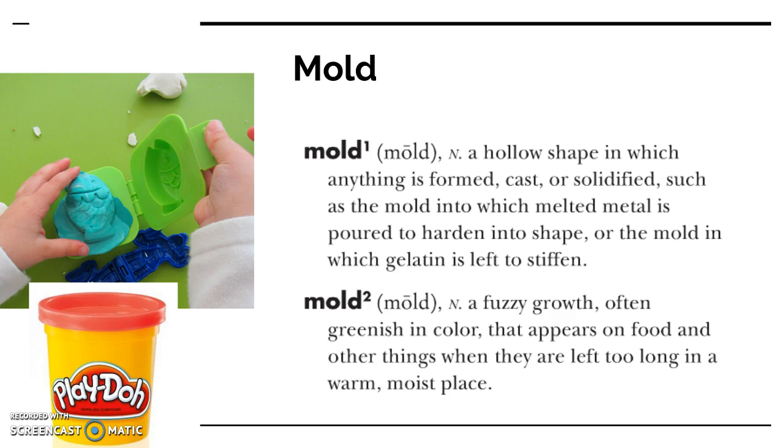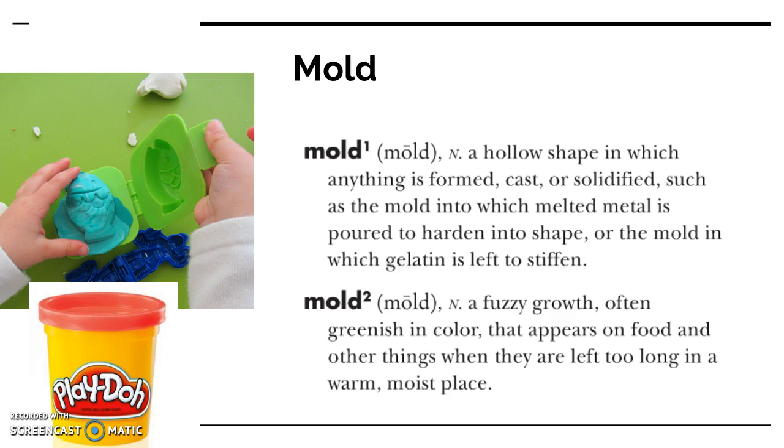Mold has two definitions. In science, we talked about the second one, which was a fuzzy growth, often greenish in color, that appears on food and other things when they are left too long in a warm, moist place. But in the story that we're going to be reading, The Dinosaurs of Waterhouse Hawkins, it's talking about a mold, which is a hollow shape in which anything is formed, cast, or solidified, such as the mold into which melted metal is poured to harden into shape, or the mold in which gelatin is left to stiffen. So it's something that you put something into and it will take that shape.